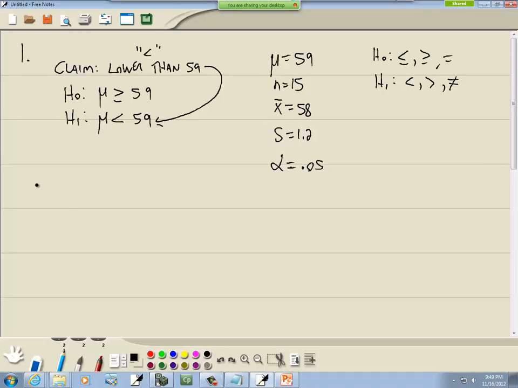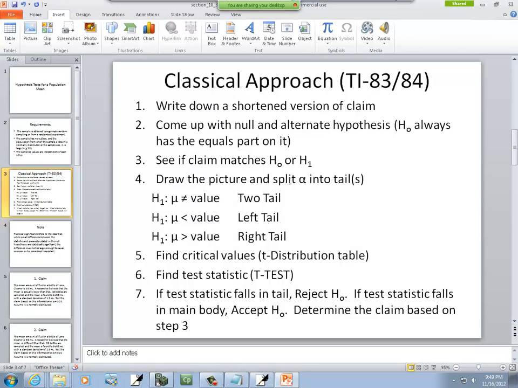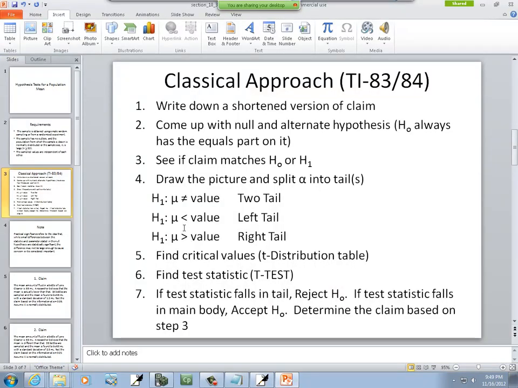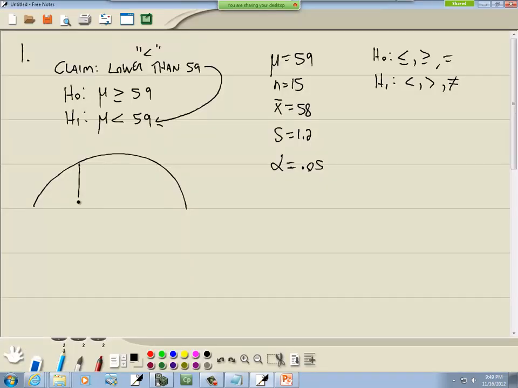Step 4. Draw the picture. Split alpha into tails. Less than on H1 is this one right here. It says left tail, so put a left tail. This right here is our critical value. Now it says split alpha into the tails. Alpha is 5%. We only got one tail, so we'll put the entire 5% there. And I'll put 95% here. It all adds up to 100%.